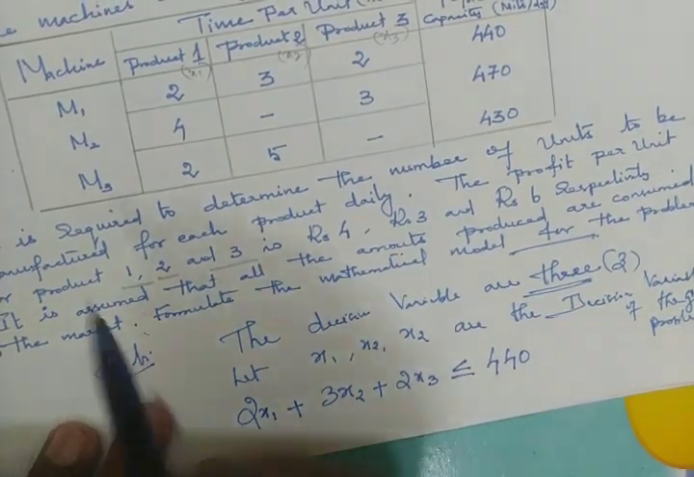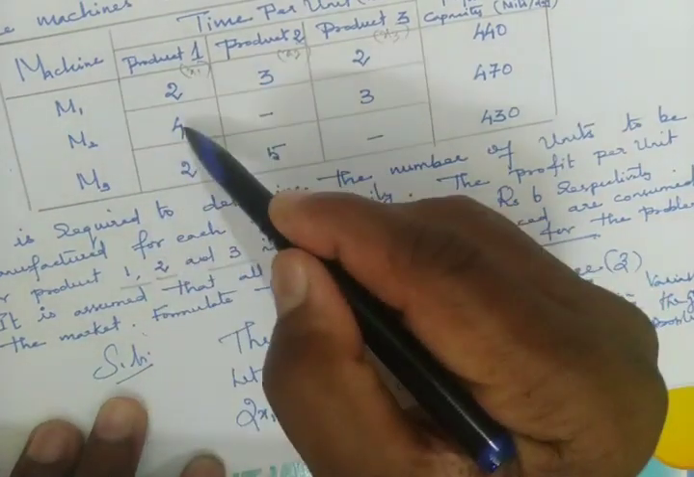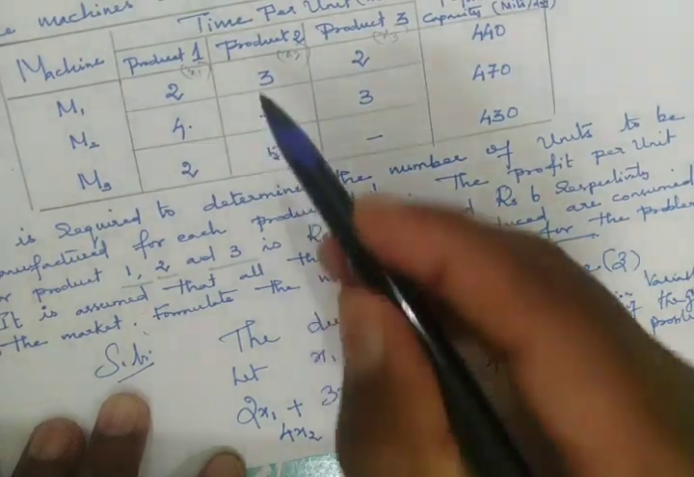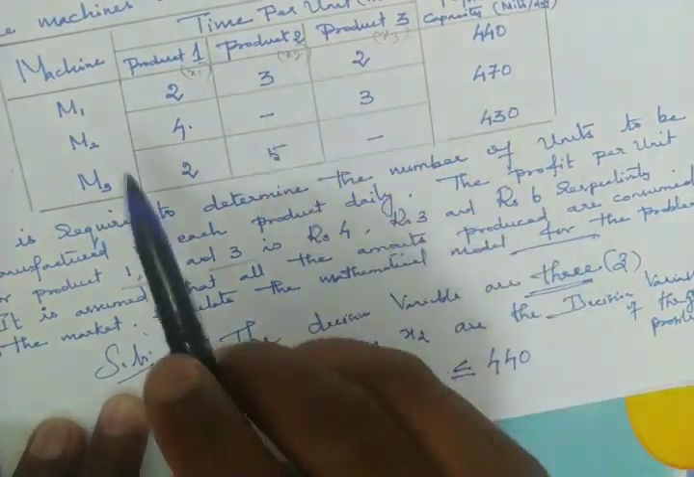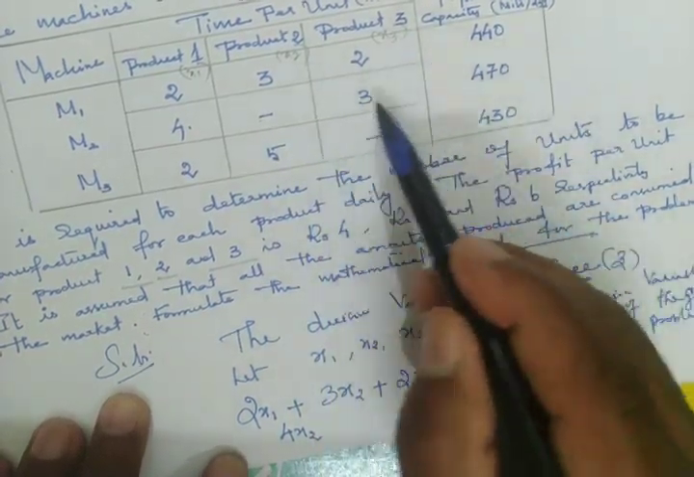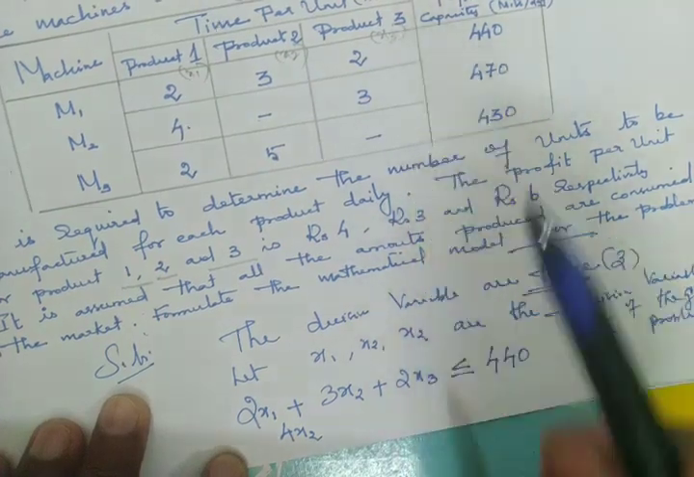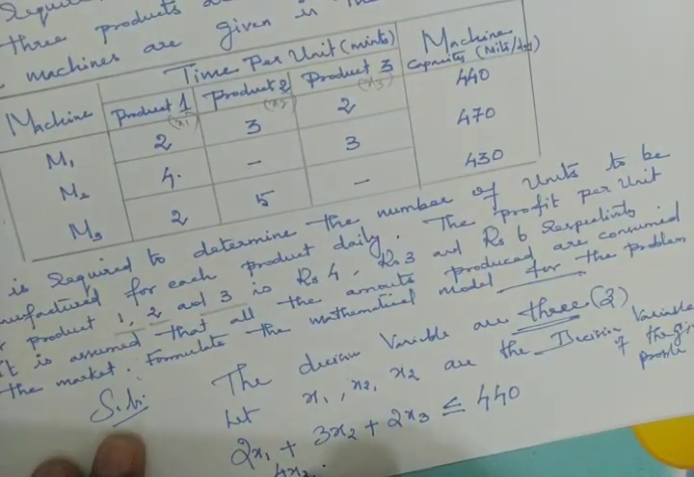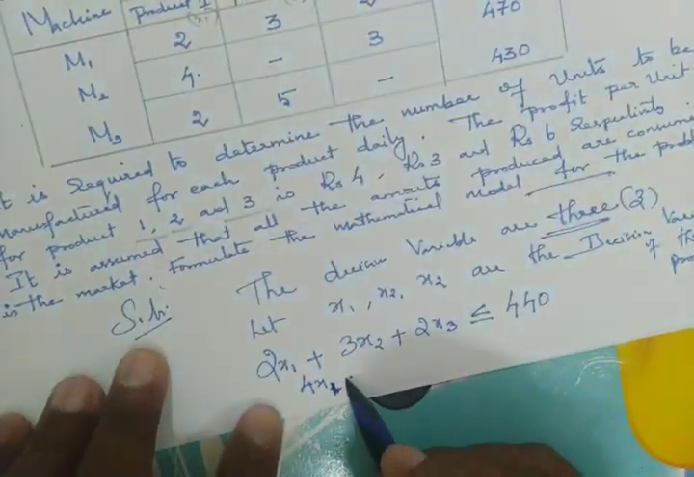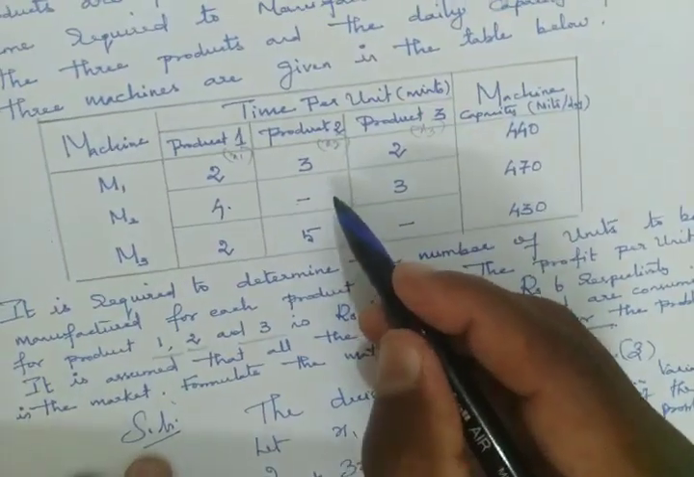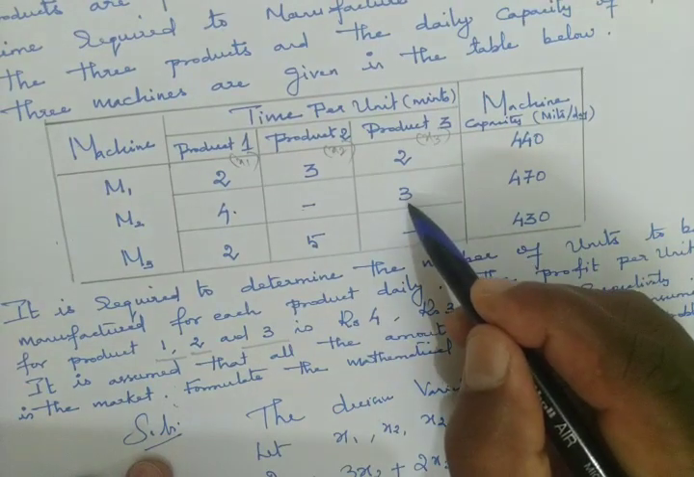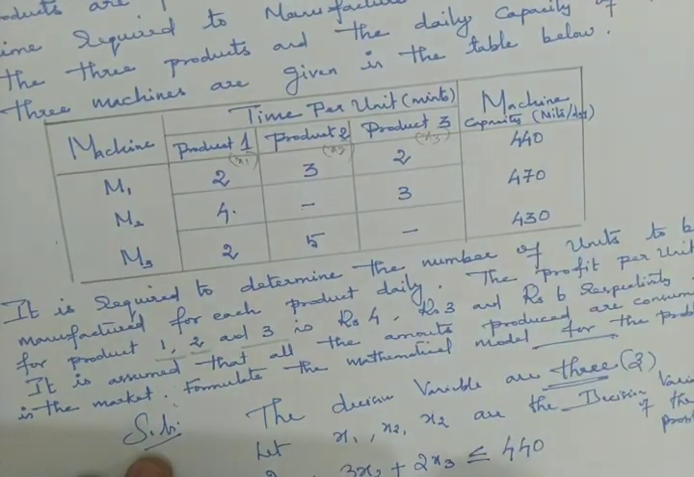Similarly, the second constraint for machine m2: 4 into x1, 4x1. Product 2 is not produced by machine 2, that's why they gave a dash, so you don't need to use the x2 variable here. Directly move on to x3, 3 into x3. So 4x1 plus 3 into x3.